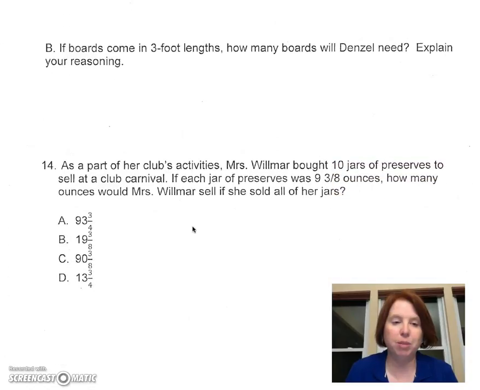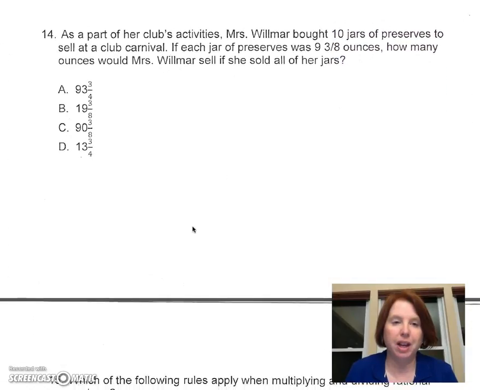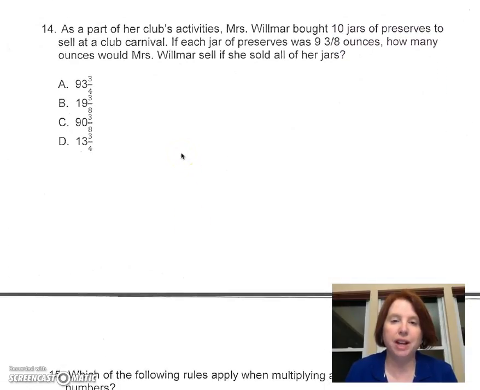Okay, moving on to number 14. As a part of her club's activities, Mrs. Wilmar bought 10 jars of preserves to sell at a club carnival. If each jar of preserves was 9 3/8 ounces, how many ounces would Mrs. Wilmar sell if she sold all her jars?